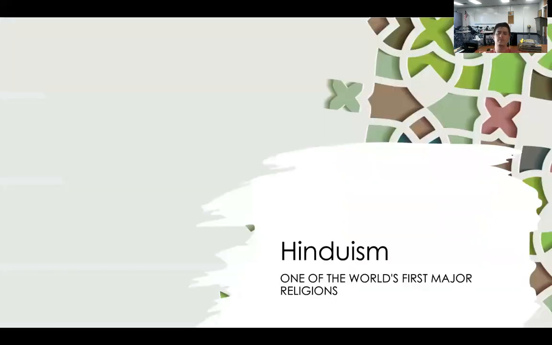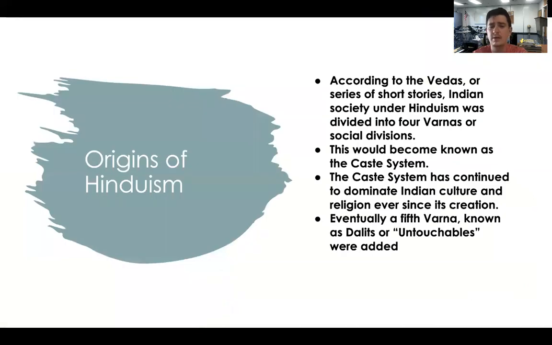So we are going to move into talking about Hinduism. And it is one of the world's first major religions that we will talk about. So exactly where did it come from? Indian history has a series of Vedas, as they're called, or short stories, that talk about how India was divided into four varnas, or social divisions. Think classes.